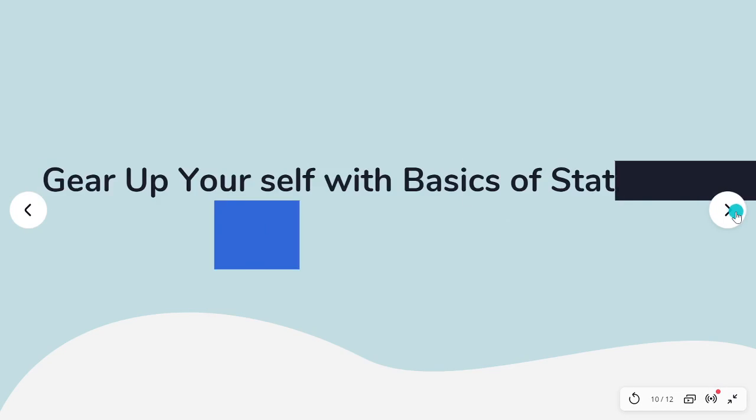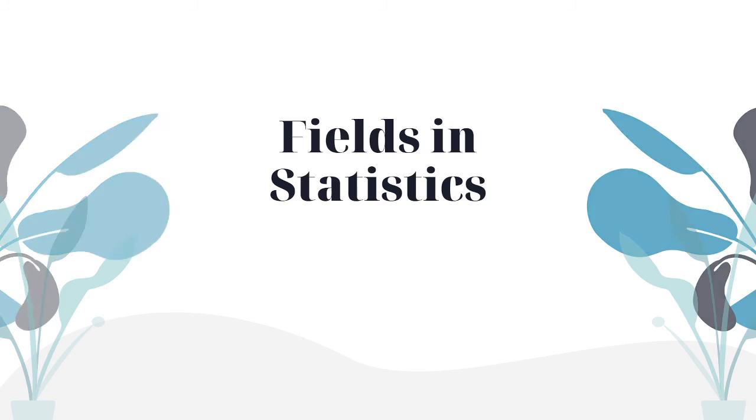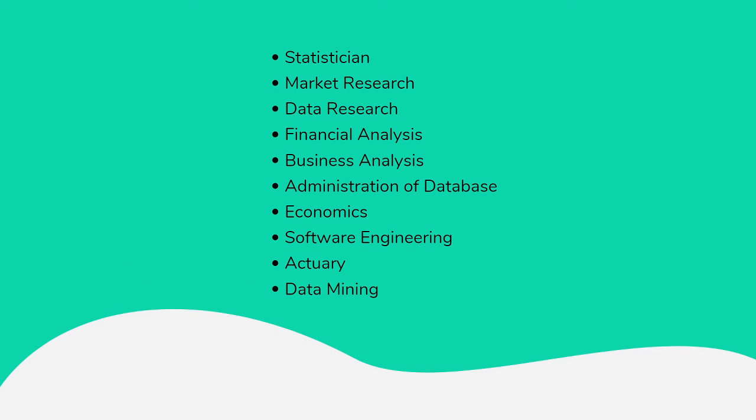Now, what are the fields that you can find in statistics? You could become a statistician, or work in market research, data research, financial analysis, business analysis, database administration, economics, software engineering, actuary, or data mining. These are the fields that you can opt for in future if you want to take up statistics as your professional studies. This is all for today.